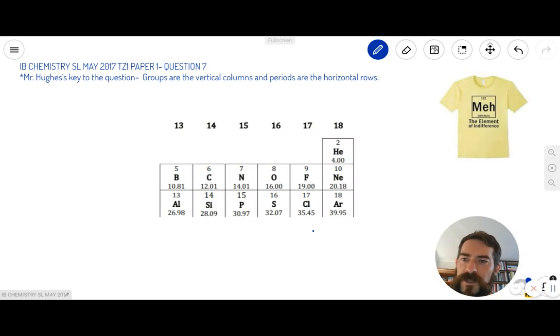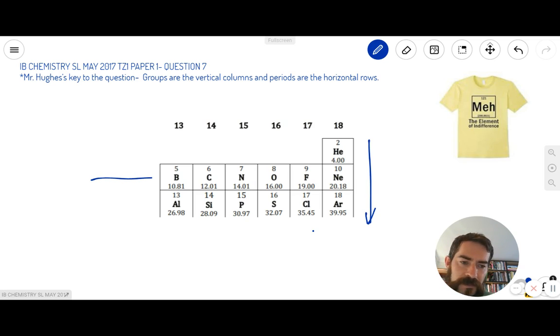So, welcome to this question here. Now, this question is very straightforward, but at the same time, it's a fundamental concept that if you don't know it, then it's going to make this question very tricky. So, my key to this question is to remember that groups are the vertical columns. So, groups run vertically on the periodic table, and then periods are the horizontal rows.